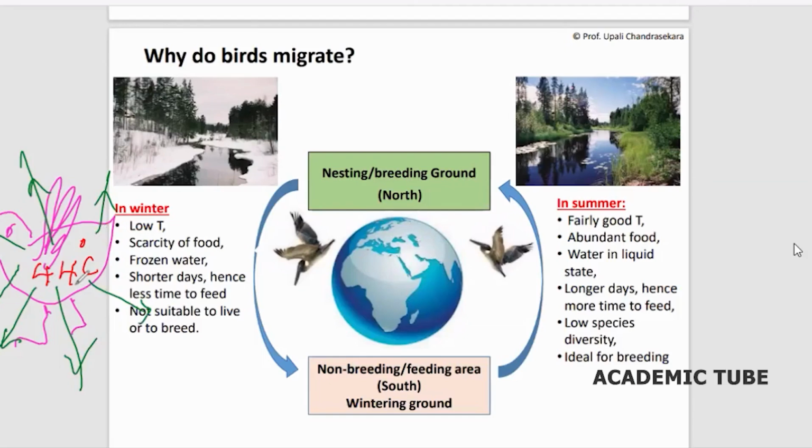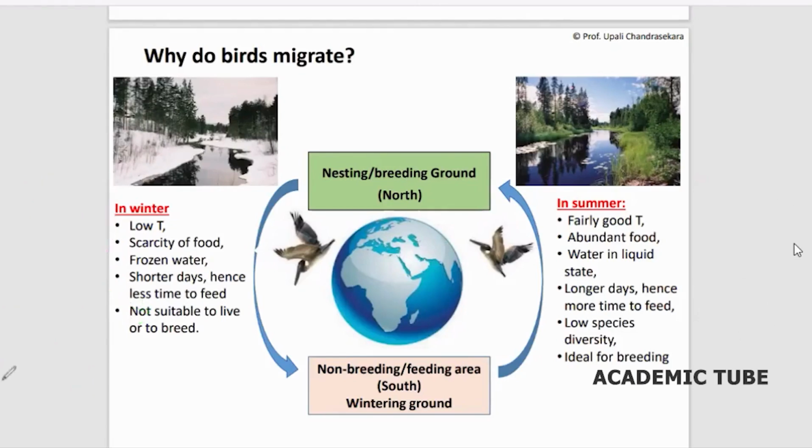Therefore, in order to do that, they have to increase the rate of metabolic activities, right? So in order to increase the rate of metabolic activities, they need food. But the problem is food is scarce. They don't have any other option other than avoiding this cold place and moving into a warmer place. Therefore, they migrate. Simple reason, right?